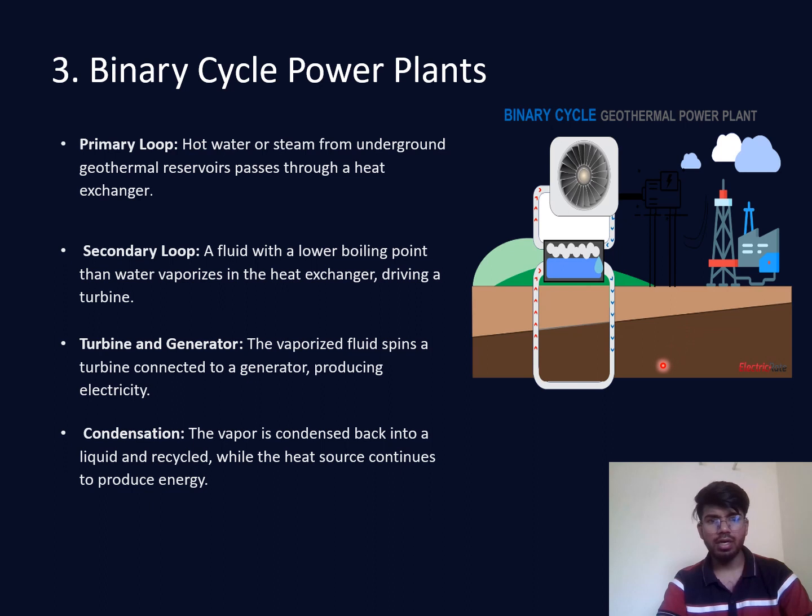So we can say that in the binary cycle power plant, hot geothermal water heats a secondary fluid with a lower boiling point and vaporizes it, and the vapor drives the turbine connected to a generator, producing electricity. And the vapor is condensed back into liquid and recirculated, making it an efficient and environmentally friendly way to harness the geothermal energy.